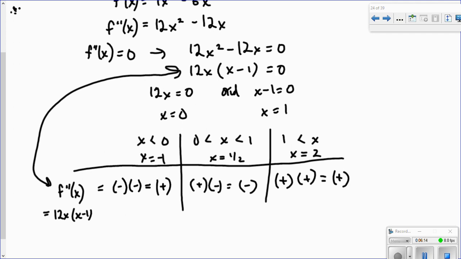So what do we have here? This is concave up. This is concave down. And then it goes to concave up. I'm going to show this on the graph in Desmos, and I'm going to open that here in a second.